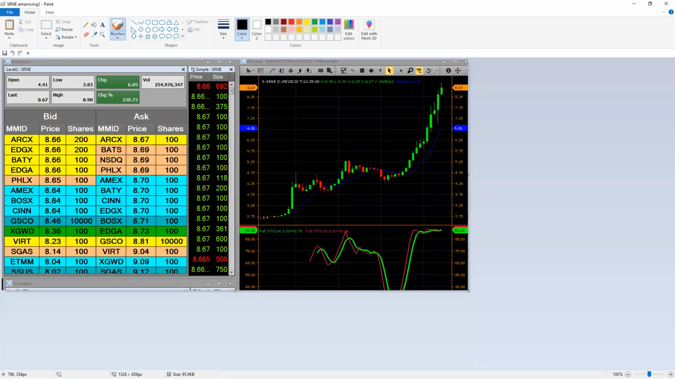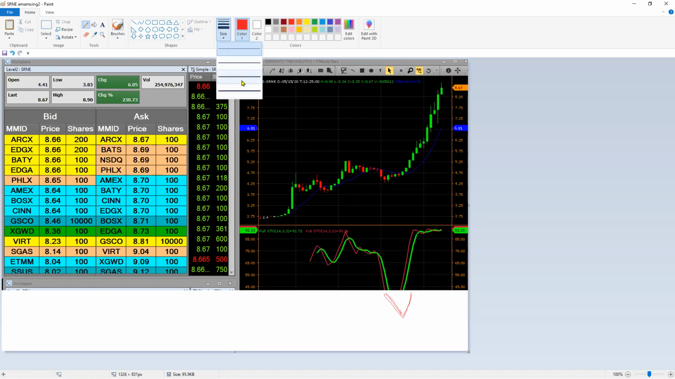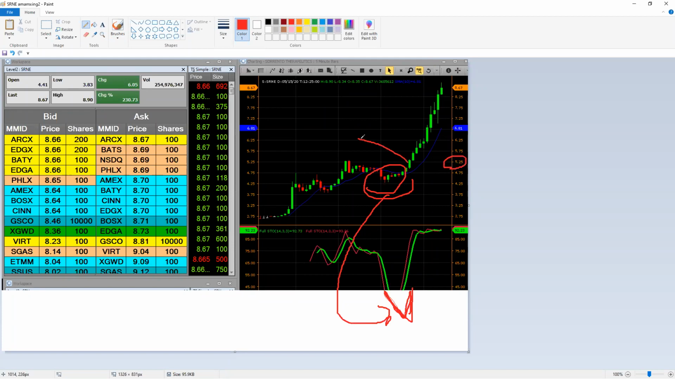Here's SRNE. Amazing. Look at this one. This was a couple weeks ago. Same thing. Look at the stochasticals. Love the stochasticals. Look right here. This is a beauty. Look at this one. So this went down here like this. I cut it off there, but you see this little dip down here. And then you got in right at 5, as it's breaking 5, which is this bar right here.